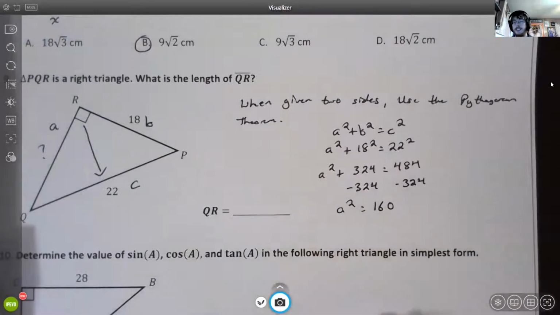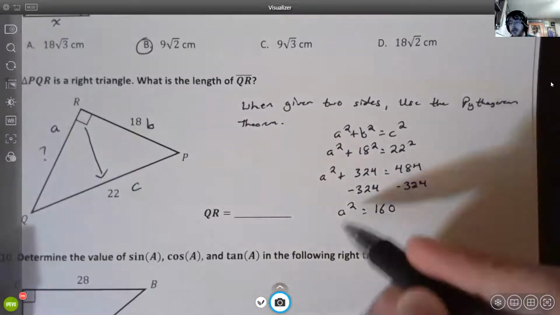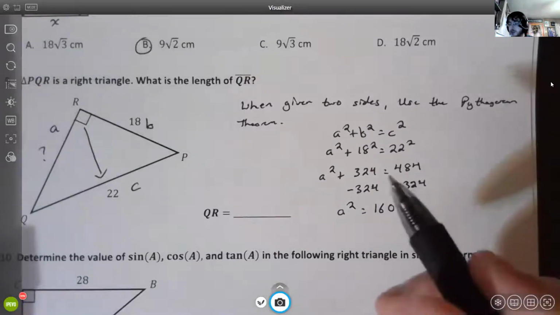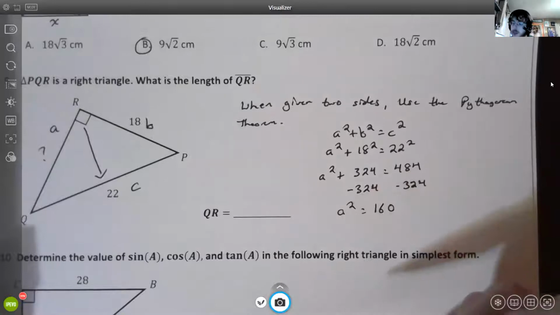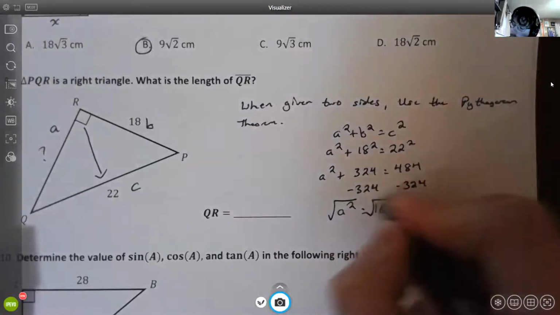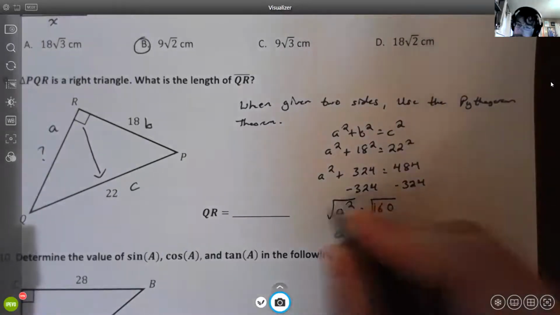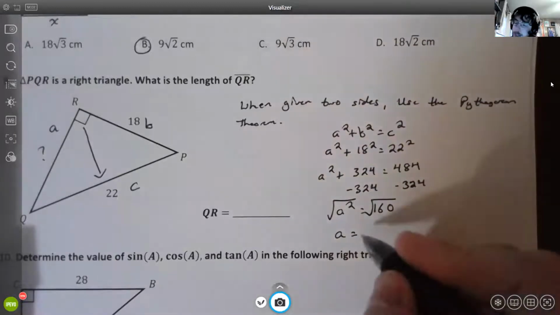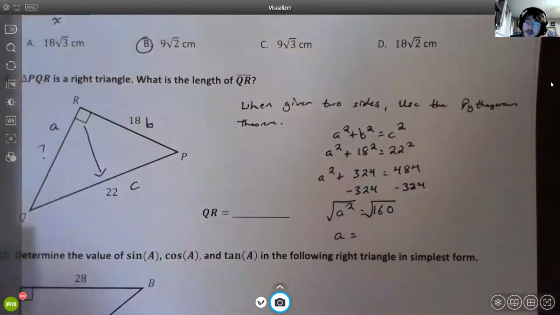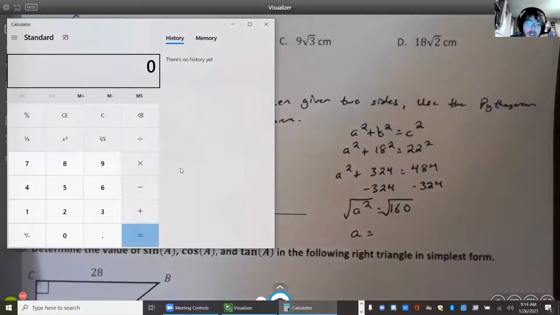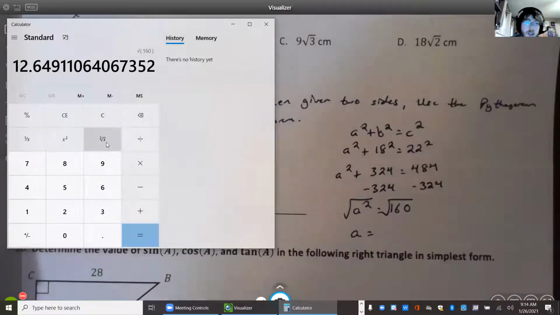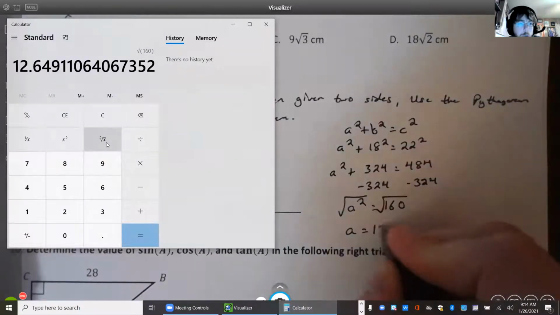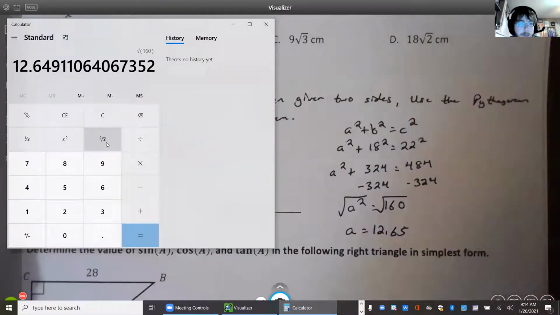Now, we're not done yet, because we still have this pesky square hanging around. In order to get rid of that, we need to take the square root. So we're going to take the square root of both sides. The square and the square root cancel. That gives us A equals, and if we type 160 and then the square root into the calculator, we get that A is 12.65.